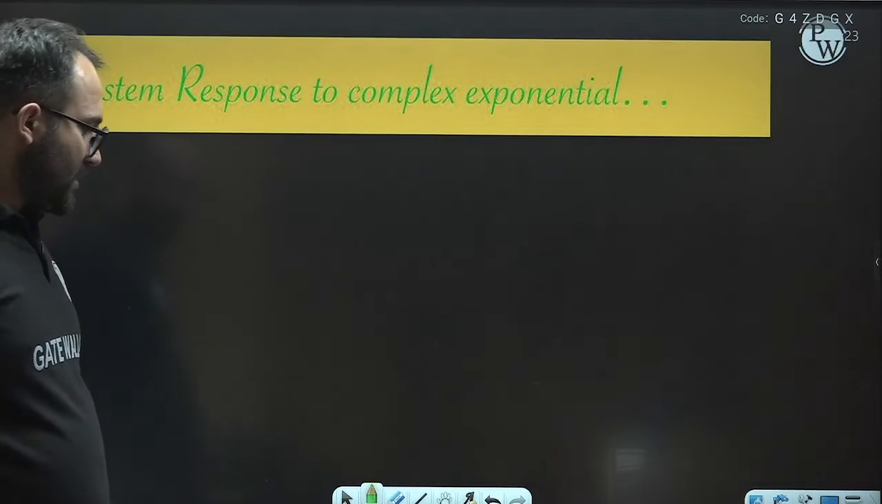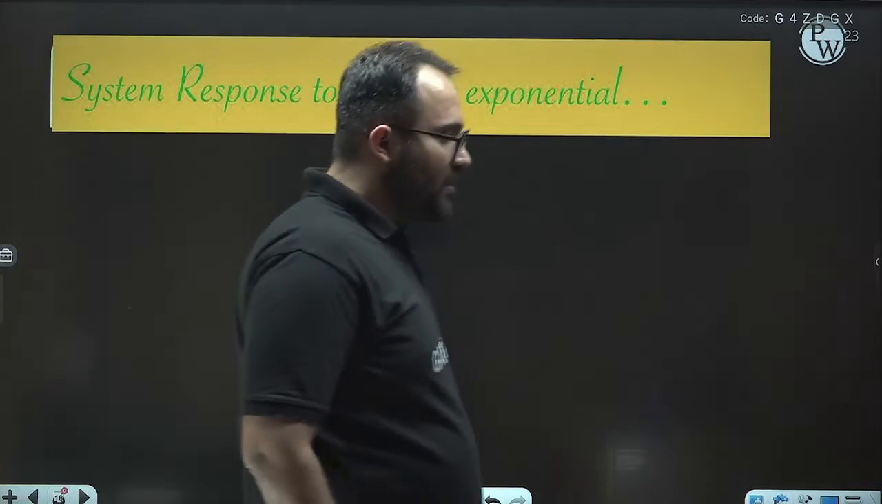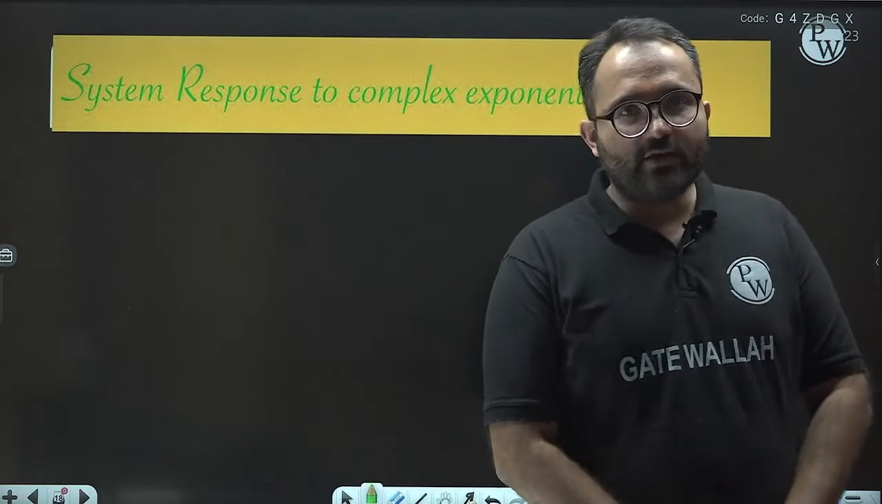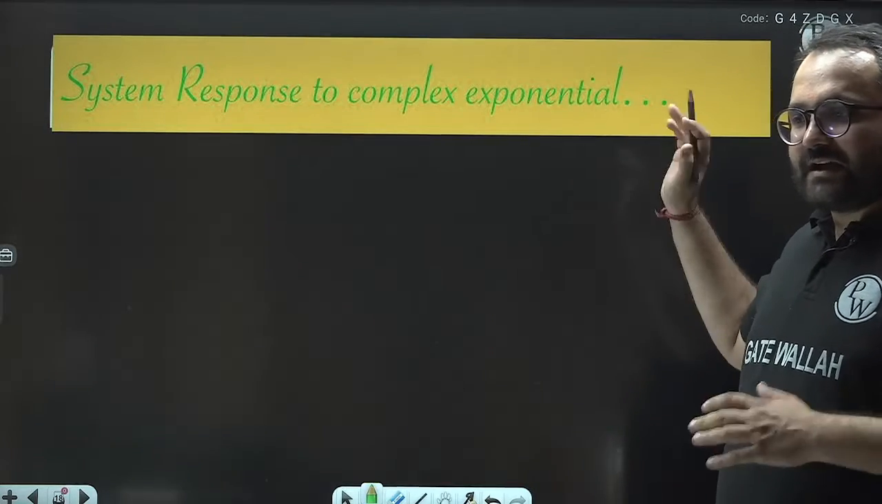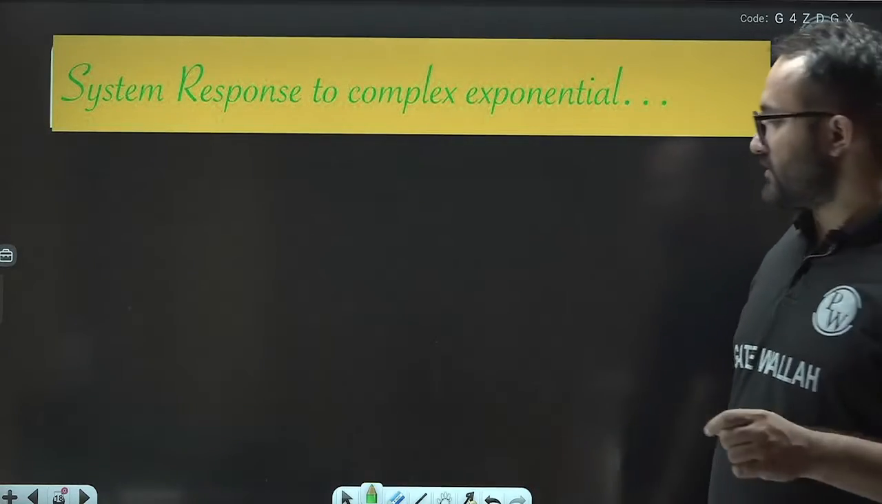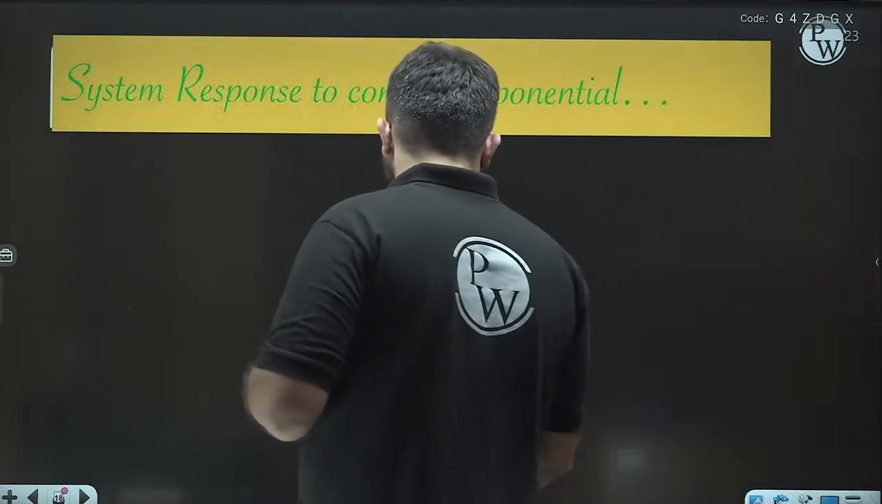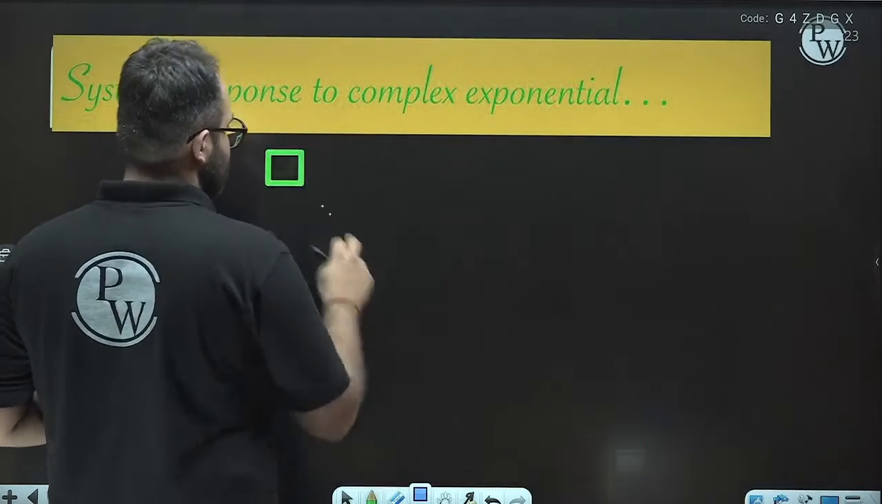Okay, now we have seen the concept of eigenvalue and eigenfunctions in Laplace transform. Exactly the same concept is here in the Fourier transform also. So the Fourier transform concept is like this.